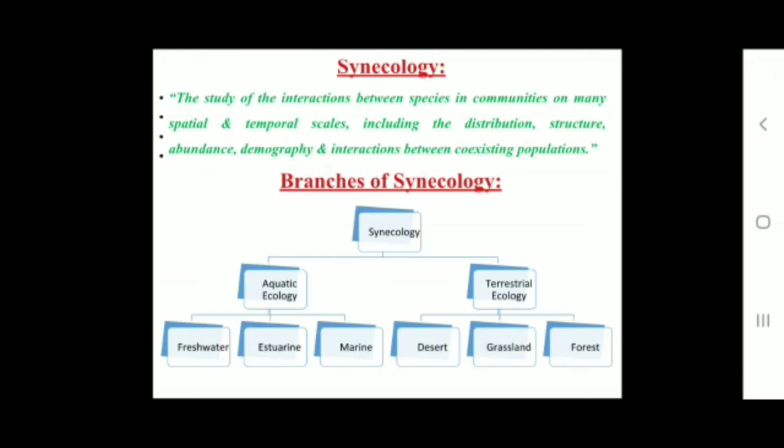Humans can also have an effect on community structure through habitat disturbances such as introduction of invasive species. Synecology helps us learn about our surroundings and how various organisms interact with each other, whether peaceably, territorially, or aggressively. Synecology has its roots in European plant sociology.